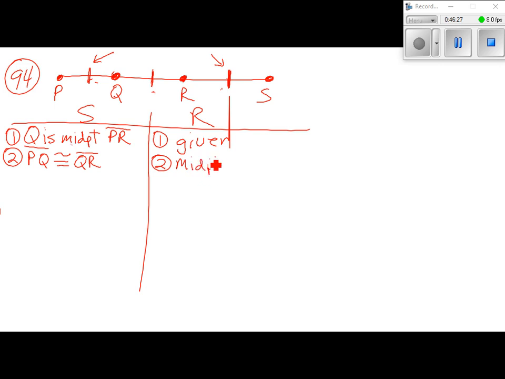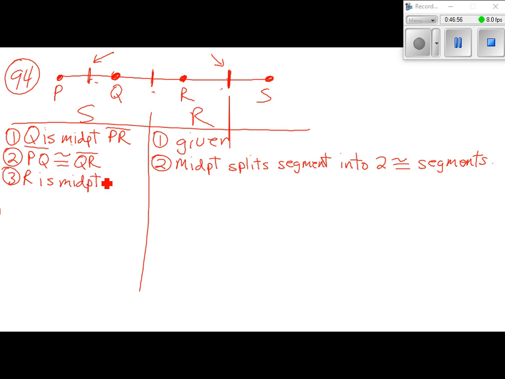Midpoint splits a segment into two congruent segments. Midpoint splits a segment into two congruent segments. Now I'm going to go back to the other given, and they told us R is the midpoint of segment QS. That was given to us.